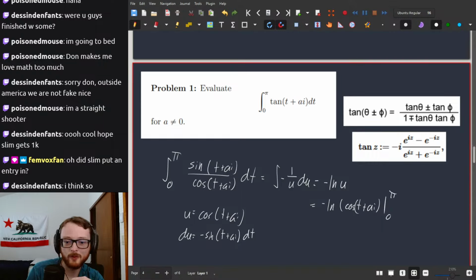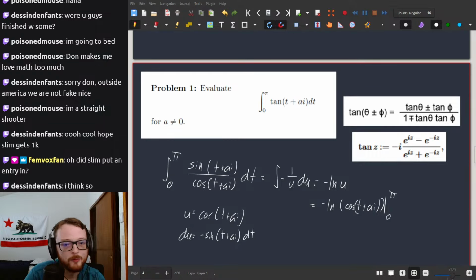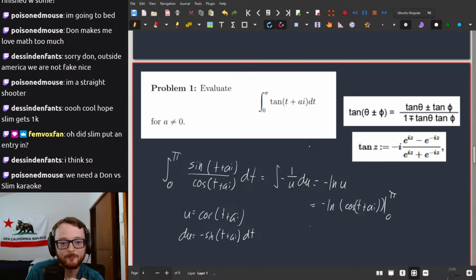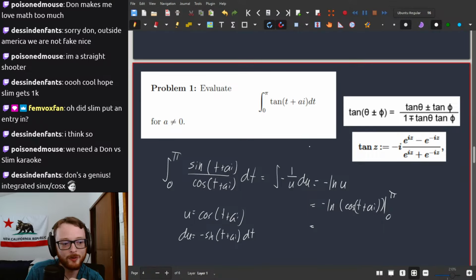Is that seriously the integral of tangent? That doesn't feel right. That feels too simple. Don versus Slim karaoke? Okay, I guess I'm right. I feel like I'm doing something wrong.